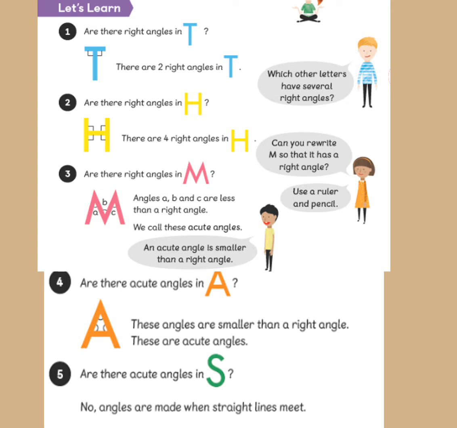Now, the letter A also has some acute angles. How do we know they're acute angles? That's right, they're acute angles because they're smaller than right angles. With your parents, pets and partners, have a go at drawing 2 lines which meet to make an acute angle. You should have ended up with something a bit like a big crocodile opening its mouth.